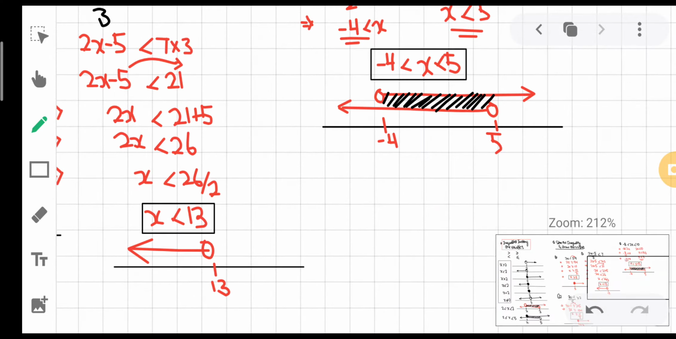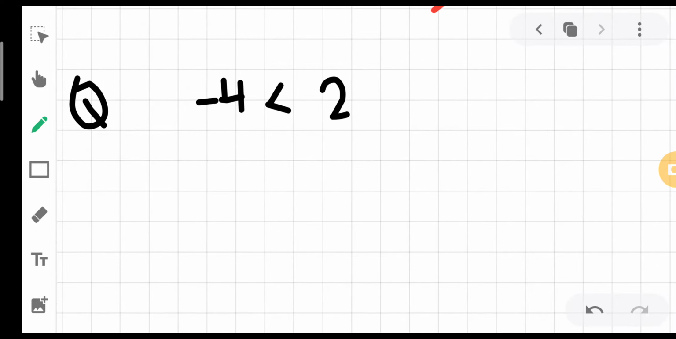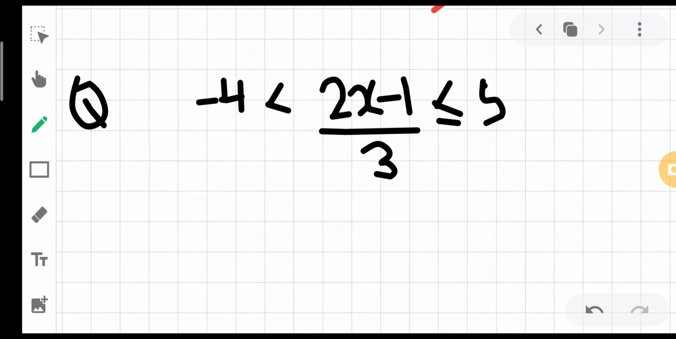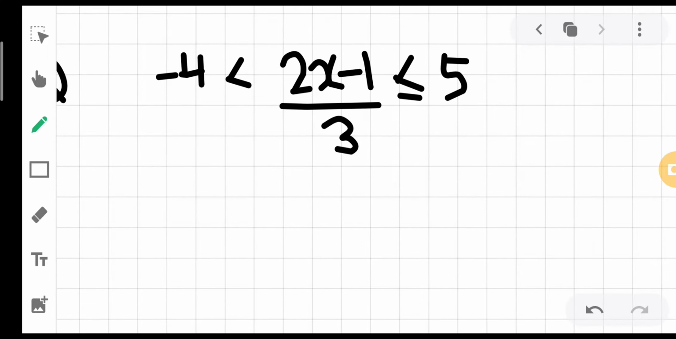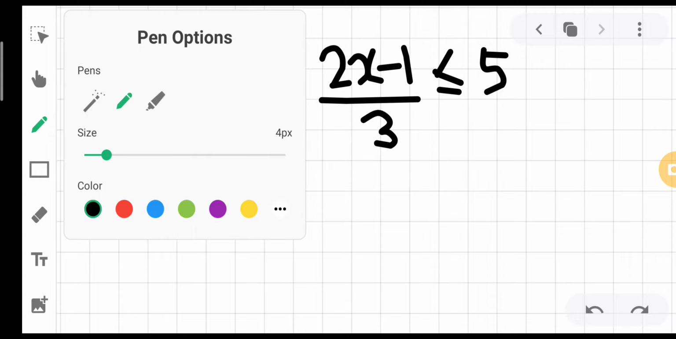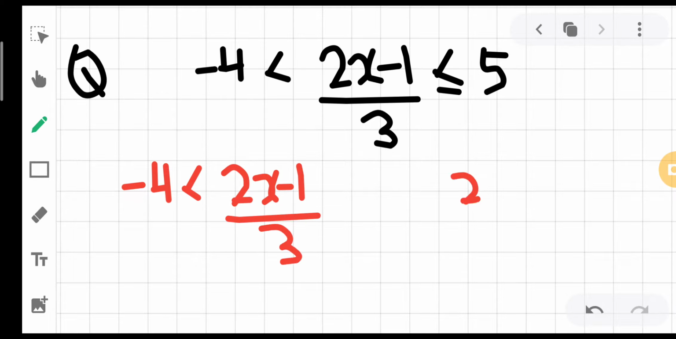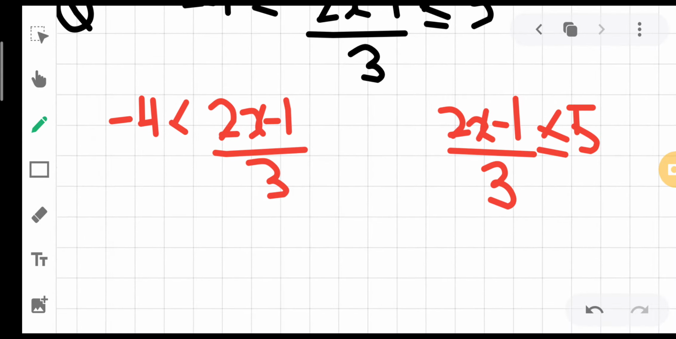In the following situation, if I write the next question, let's say it is like this: here you have negative 4, the sign of inequality, (2x minus 1) divided by 3, here you have a less than or equal to sign, and this is 5. Now if I solve this situation, it will be like this: writing the first part, then writing the second part individually. Individually, how will you write it? You will write it like this: negative 4 less than or equal to (2x minus 1) divided by 3. Then (2x minus 1) divided by 3 less than or equal to 5. This 3 is in division.